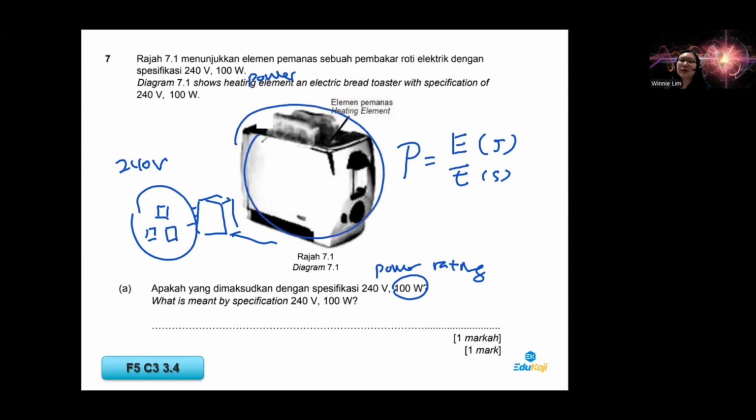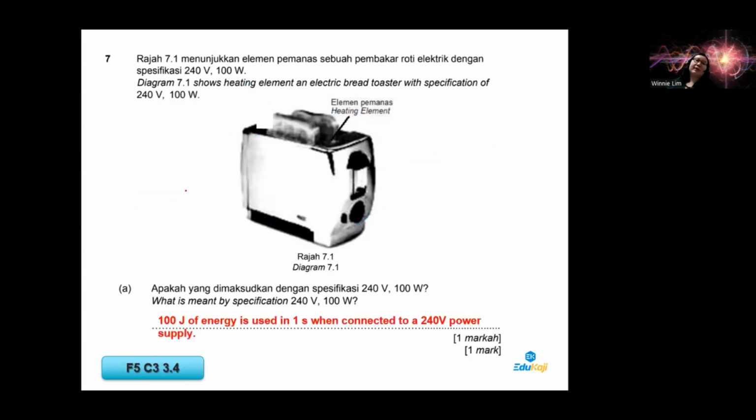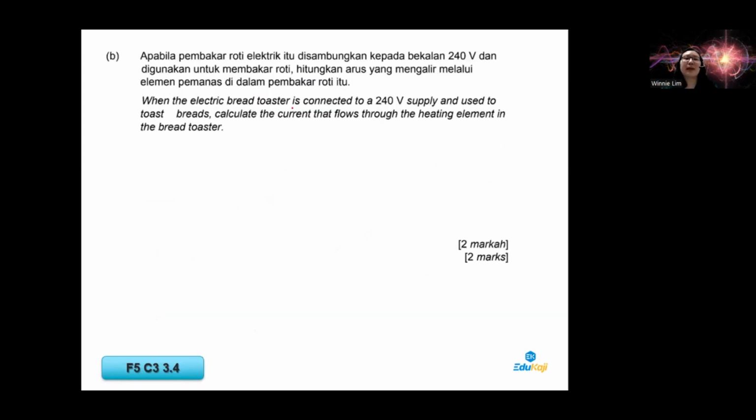Which means this toaster will use how much energy in 1 second? 100 joule of energy in 1 second. Yeah, so you express the idea as energy per second. So this is the definition: 100 joule of energy is used in 1 second when connected to a 240 volt power supply. So when the electric bread toaster is connected to a 240 volt supply and used to toast bread, calculate the current that flows through the heating element in the bread toaster.